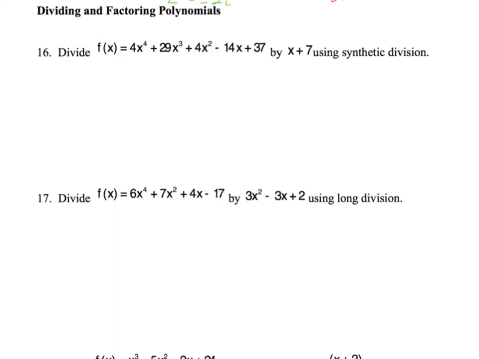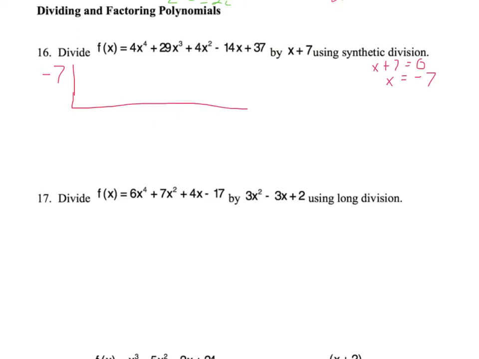For number 16, we want to divide 4x to the fourth plus 29x cubed plus 4x squared minus 14x plus 37 by x plus 7 using synthetic division. So we're allowed to use synthetic division anytime we have a binomial. If we have a trinomial like we have down here, then we have to use long division. So to use synthetic, first I take x plus 7, set it equal to 0, and I get x equals negative 7. So negative 7 is going to be the number that I put outside of the division box.